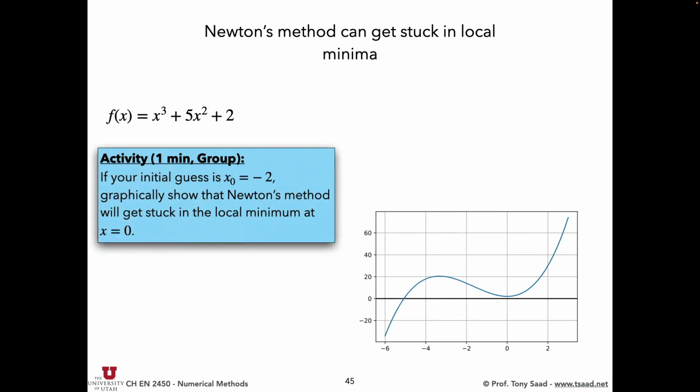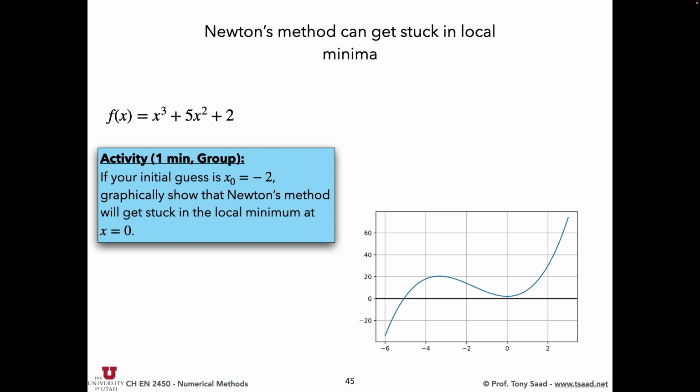Okay, so draw a vertical line from x equals -2. Then draw the slope, the tangent line. You intersect the x-axis here. That's your next guess. Draw a vertical line, then draw the slope. You're going to get here. Draw a vertical line, draw the slope. You're going to get here. Draw a vertical line, draw the slope. You're going to get here. And then you're going to keep swinging back and forth. Do you see that?